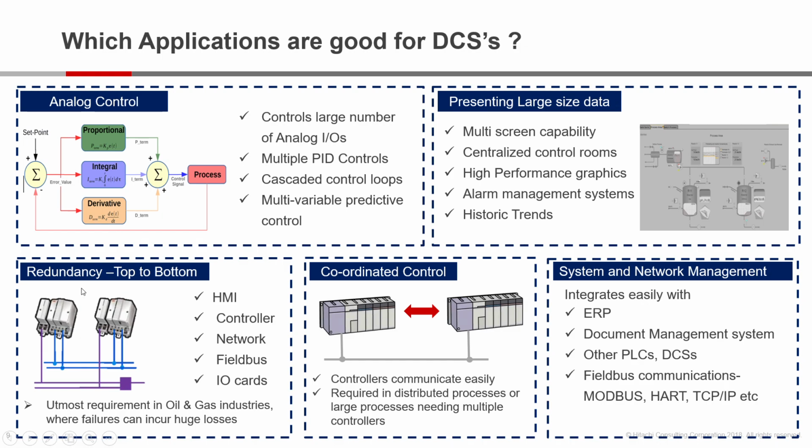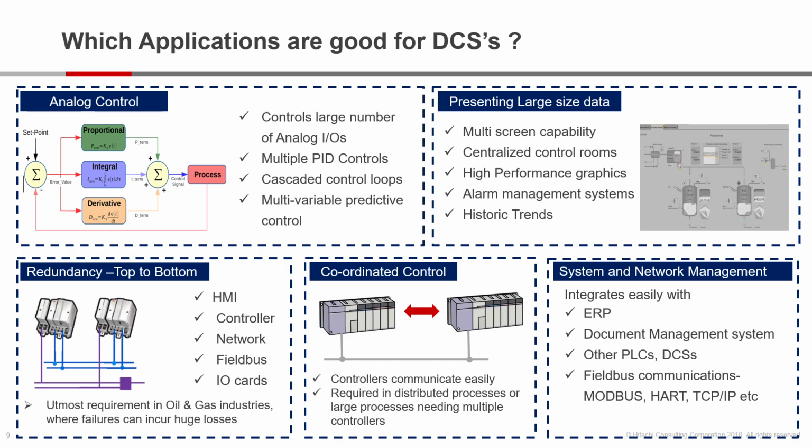Again, DCS supports top to bottom redundancy. You can have redundancy at HMI level. So if one HMI goes faulty, you have another redundant HMI functioning. Same way you have controllers, networks, field bus, and IO cards. Generally in oil and gas industries, redundancy is the utmost requirement because failure can incur huge amount of losses. So there, at all levels, redundancy is maintained.